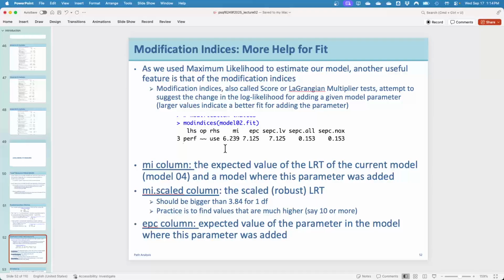With this being a very large value, or much bigger than 3.84, the p-value would probably be 0.01, something along those lines. So we may reject that hypothesis. We may say, oh no, it is different than 0. The next line here is the expected parameter change. That tells us what we think the value would be if we estimated it.